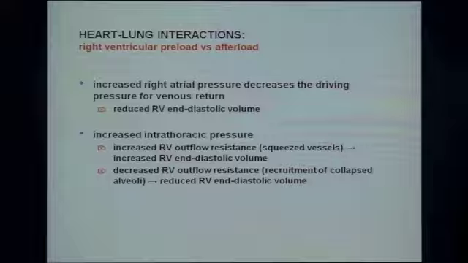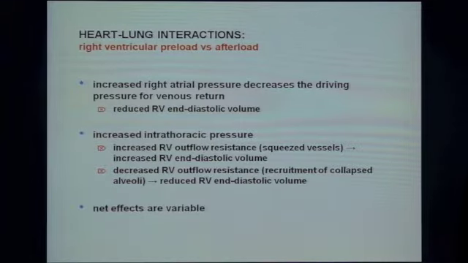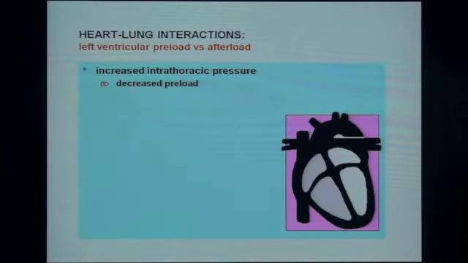This can be counteracted if the increased intrathoracic pressure is recruiting more lung units and therefore increasing the capillary area. So these two mechanisms are opposing, and depending on their balance, the impact on the circulation is different. Therefore, we cannot predict the effects. Let's look at the thing schematically.